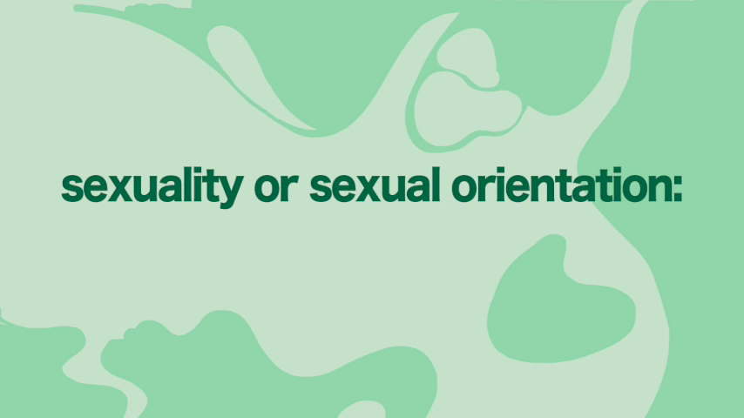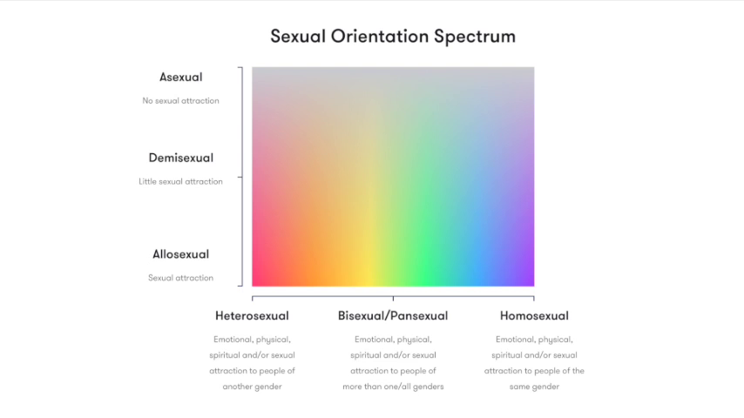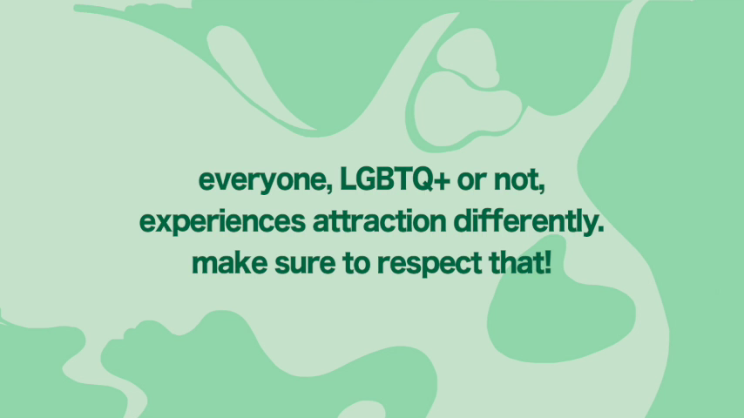Let's move to sexuality or sexual orientation. This basically refers to who we're attracted to. Like gender, sexuality is also a spectrum. Some people experience attraction to the opposite gender, the same gender, or multiple genders. There are also asexual and aromantic people who do not experience sexual or romantic attraction in the same way or at all. Everyone experiences attraction differently, so make sure to respect that.